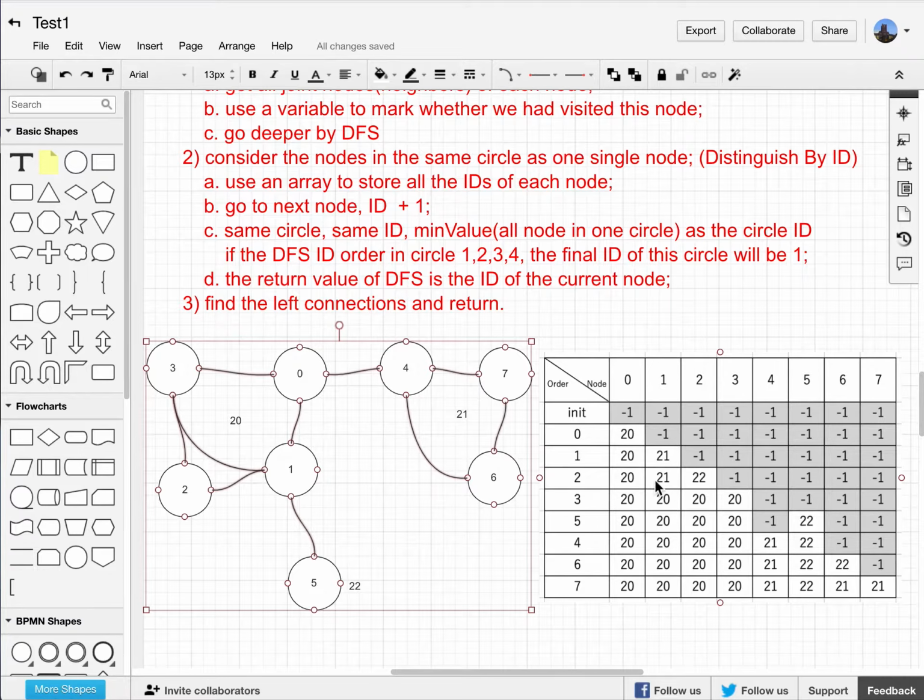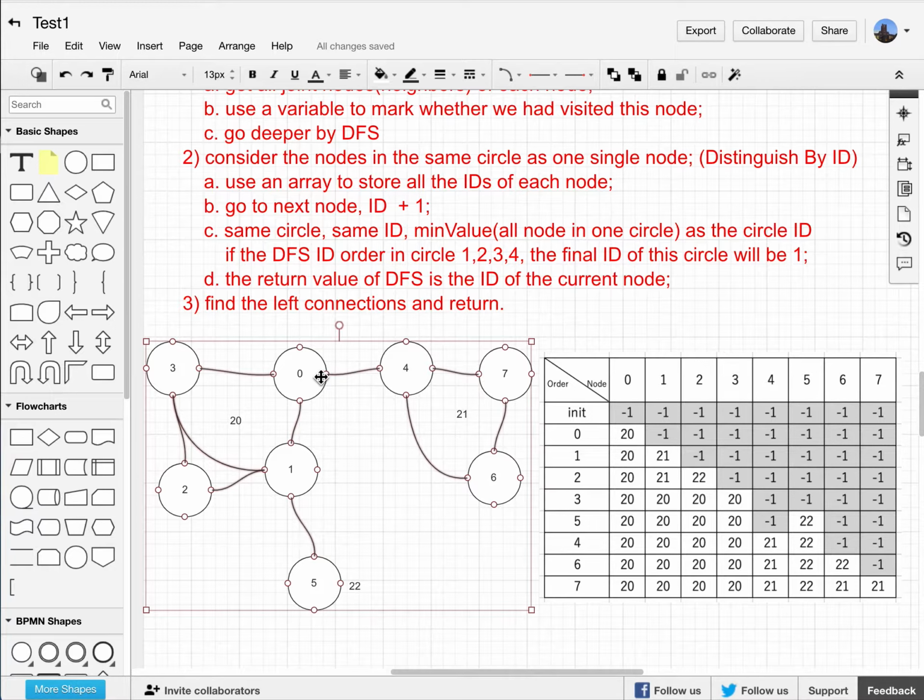So let's start from 0. The initial value will be -1, and let's start from 0. I will give the 0 node ID 20. Actually, you can give any number: 1, 2, 20, 100, 1000, any number. So in this case, let's just give the 0 node the ID 20.